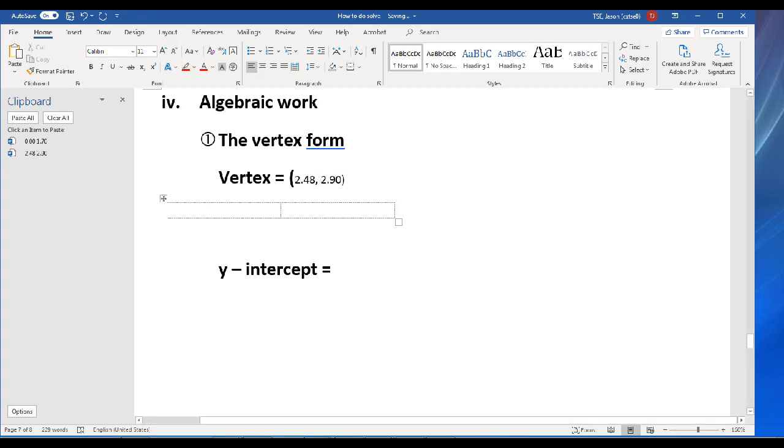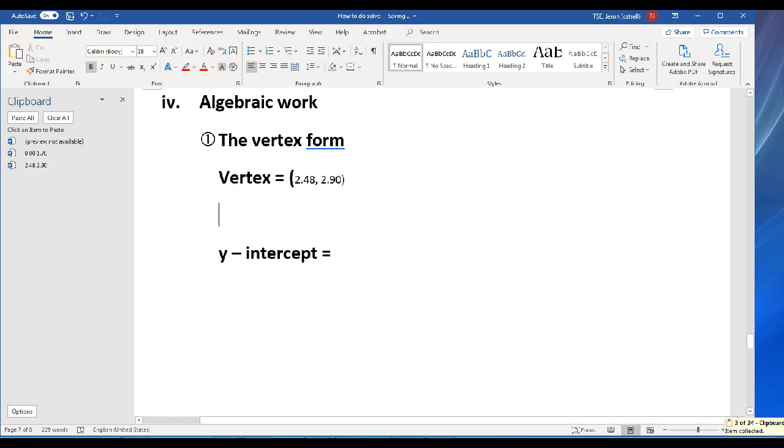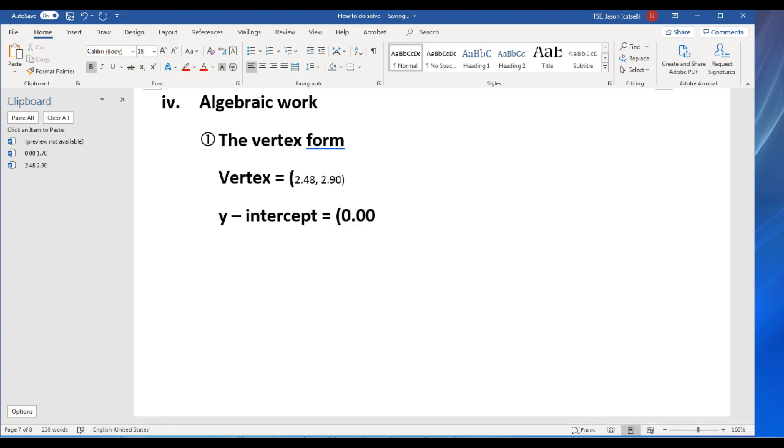Remember, this will be our vertex. How about the y-intercept? The y-intercept should be 0.00, 2.90. Let's have a more consistent format over here. We need to use the vertex and the y-intercept to find the vertex form. How could we do this? I'm going to demonstrate the process you need to present in your assignment.